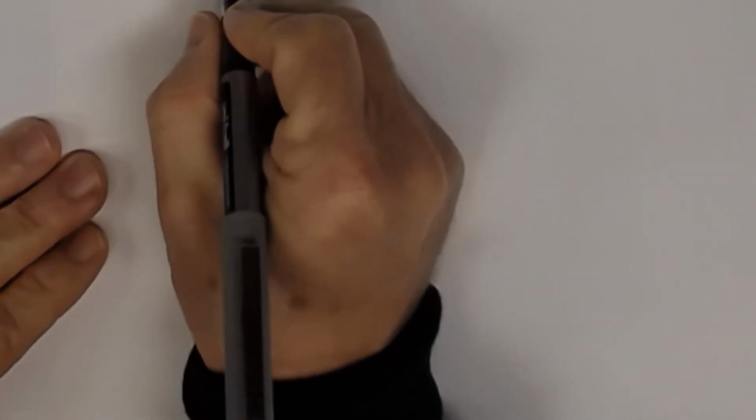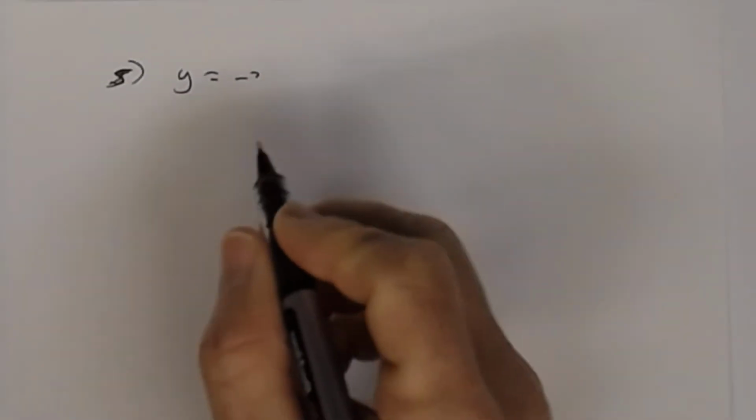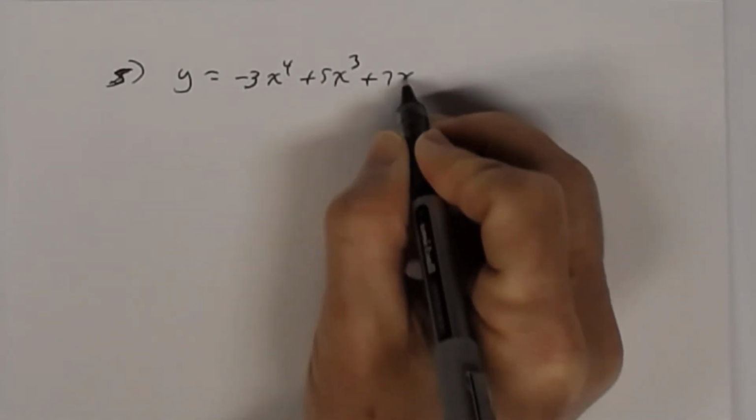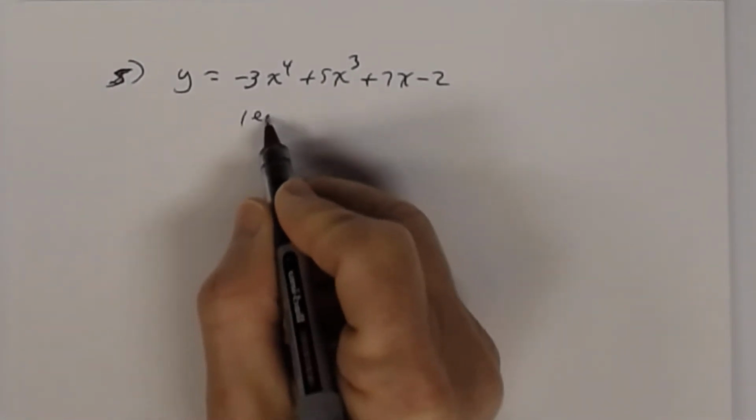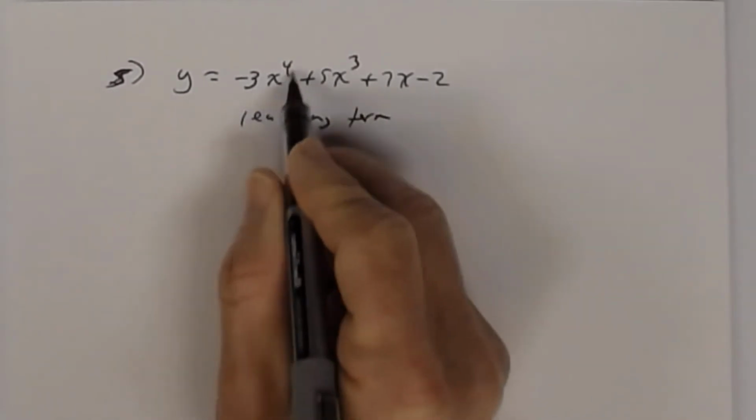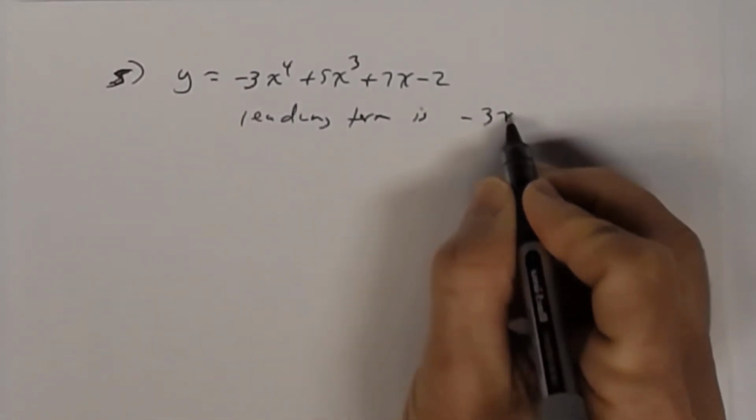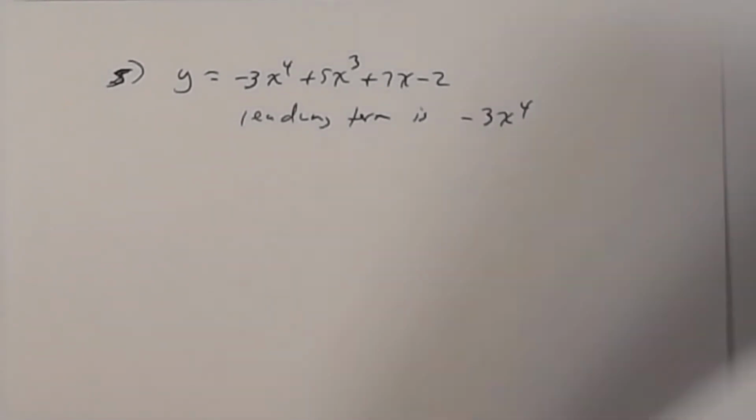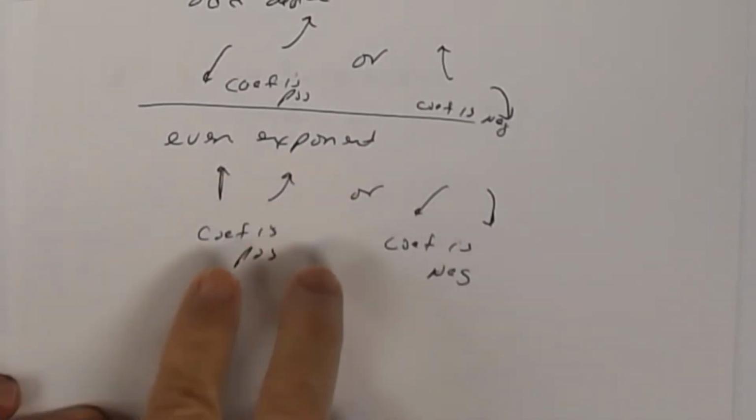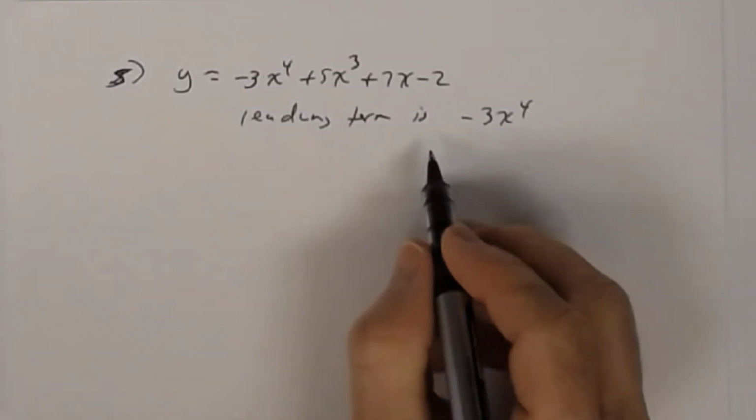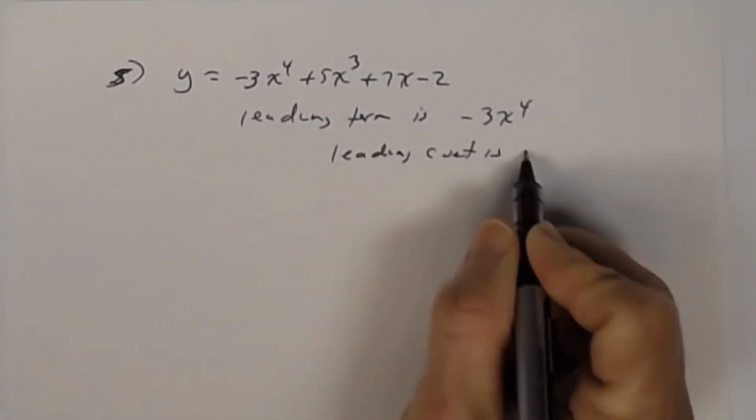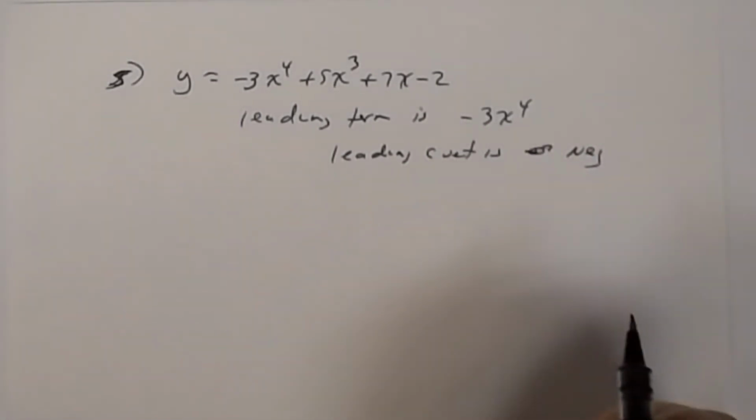So we have this function for number 5. We have y equals negative 3x to the 4th plus 5x cubed plus 7x minus 2. So the leading term is negative 3x to the 4th. Since the exponent is even, the end behavior points in the same direction, up or down. The leading coefficient is negative. In fact, it's negative 3.